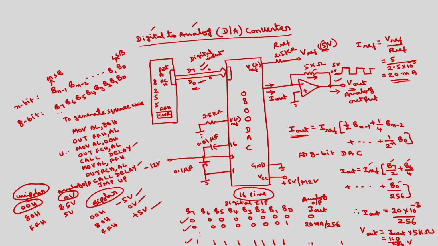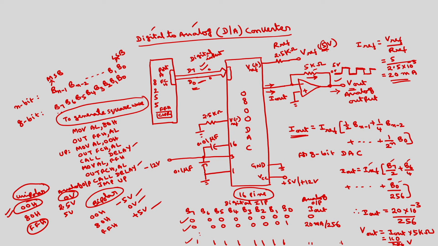Again you will take AL with 00, FF. We will take only these two values, alternatively 00, FF, 00, FF. So we will not use any other intermediate values. Because of that we will get only either 0 volts or 5 volts. So this delay time is going to decide the frequency of this square wave. So this is how we can generate a square wave using the D to A converter. Okay.